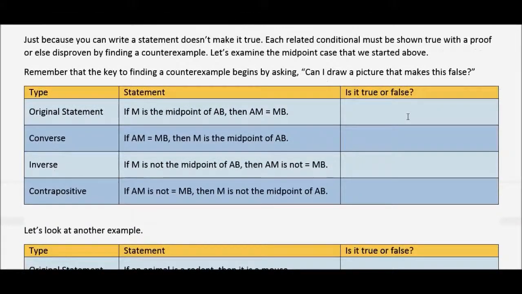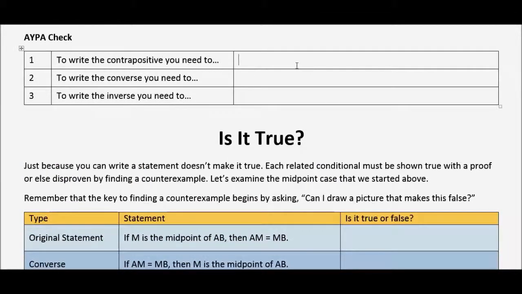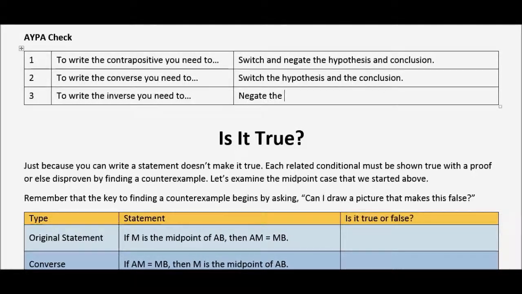What we want to look at next, we can do this in review. To write the contrapositive, you need to switch and negate the hypothesis and conclusion. To write the converse, you need to switch the hypothesis and the conclusion. And to write the inverse, you need to negate the hypothesis and conclusion.